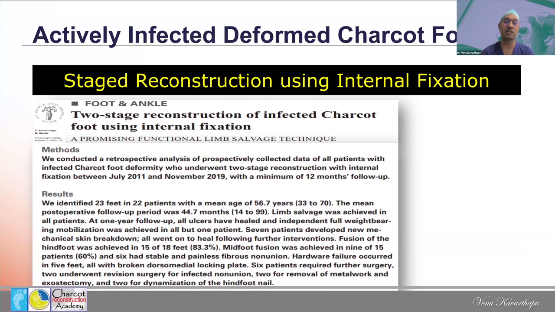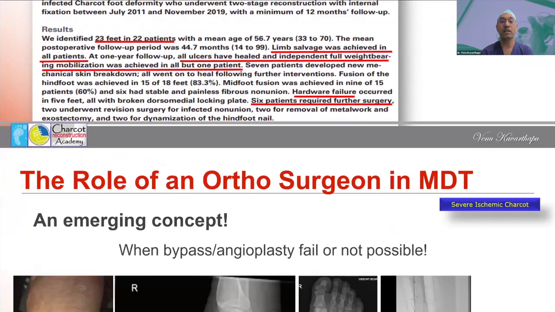Not all patients are keen on such an option. But in these 22 patients in our series, limb salvage was achieved in all patients. These are self-selected patients because they come to us begging for limb salvage, and they are generally very much involved in their care. And all ulcers have healed. There were hardware failures, and 6 patients required further surgery, but they haven't lost their limbs.